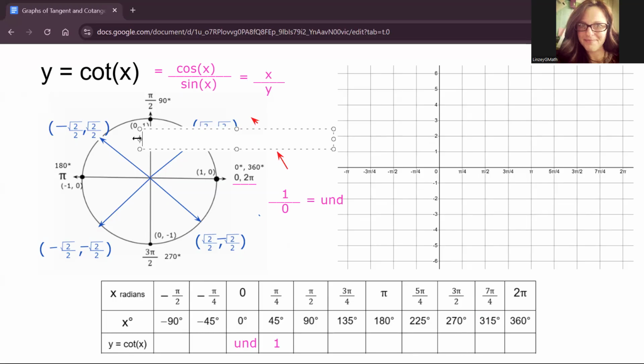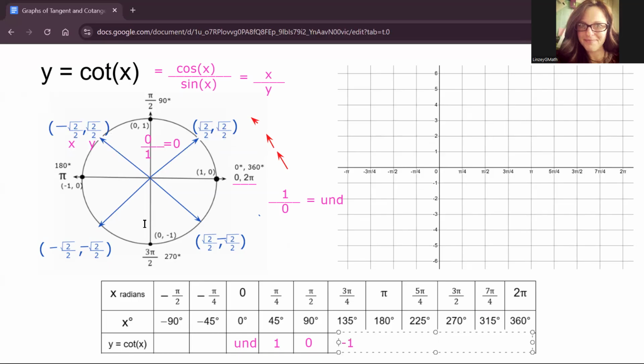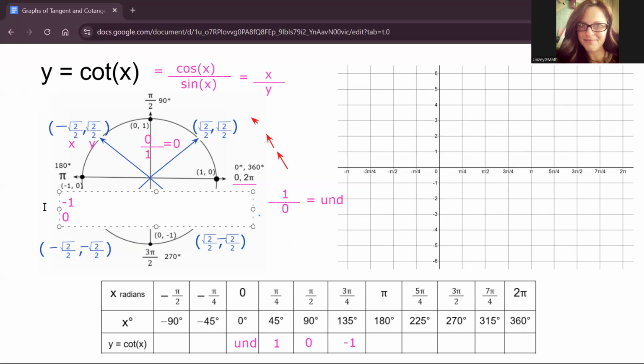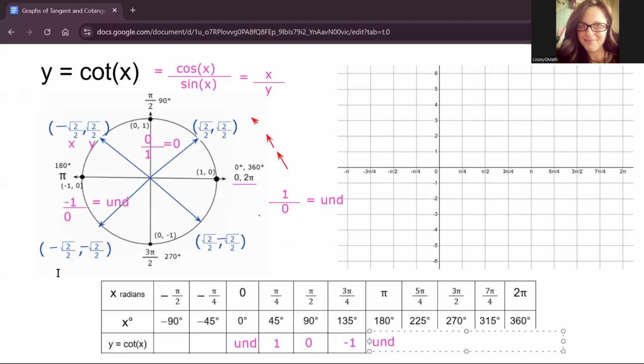Up here to 90 degrees, x divided by y. And we get 0. Cotangent of 90 degrees is 0. And then over here to 135 degrees, x divided by y, we get negative 1. 180, x divided by y. Cotangent of 180 degrees is undefined. Can't divide by 0. And then down here to 5 pi over 4, x divided by y, and we will get a negative divided by a negative. That is a positive 1.